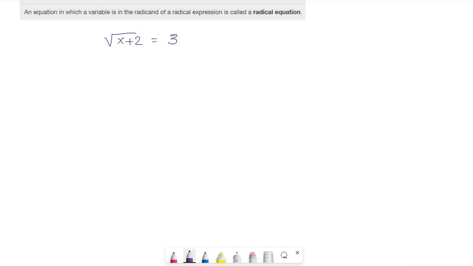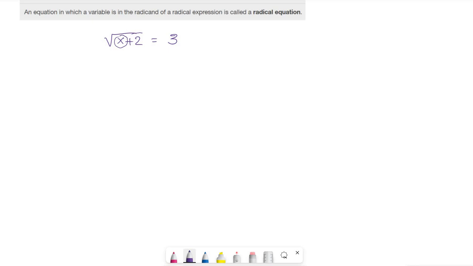And to solve this radical equation means we want to find the value of the variable from that equation. That is the solution of the radical equation. So we want to find the value of the variable which satisfies the equation. Okay, so we need to find the value of the variable x here. For that we need to eliminate the radical sign or the root sign from this one. So we want to eliminate the radical.